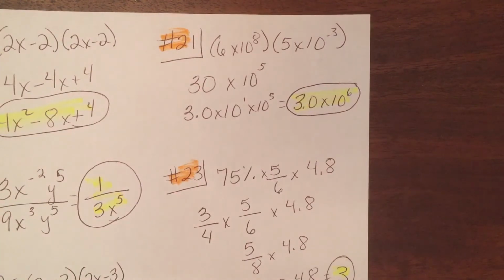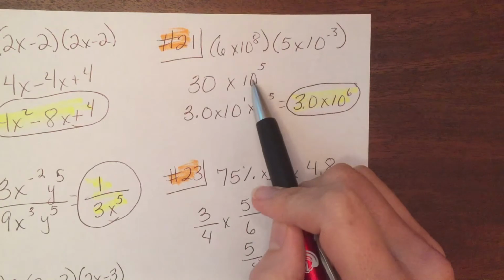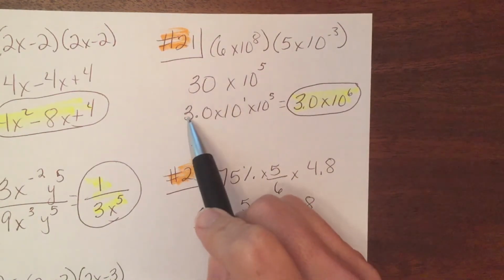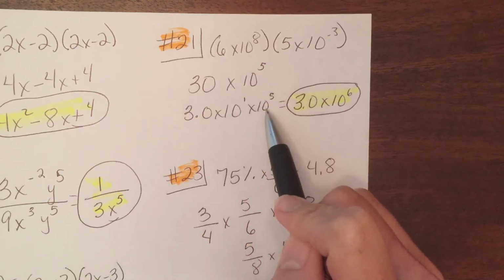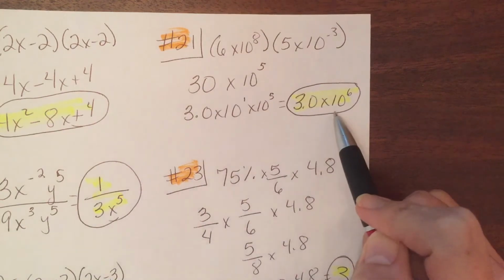Okay, scientific notation problem. 6 times 5 gives us 30. 10 to the 8 times 10 to the negative 3 gives us 10 to the 5. This 30 is not proper though. The 30 needs to change to 3.0 times 10 to the 1. Then I can bring in my 10 to the 5. Final answer, 3.0 times 10 to the 6th.